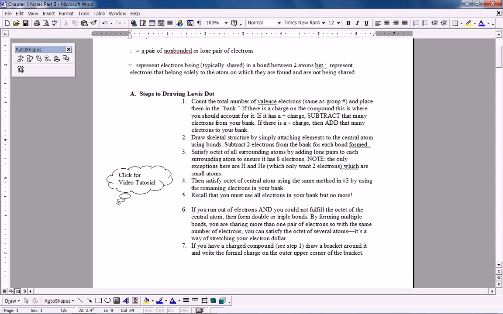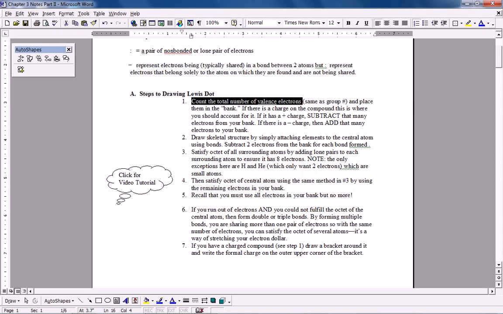Alright, so the first thing we're going to do is count the total number of valence electrons in the entire compound. Recall that the group number is the same as the number of valence electrons. So if you're in group 1, you have 1 valence electron. If you're in group 2, you have 2. If you're in group 6, you have 6, and so on and so forth.